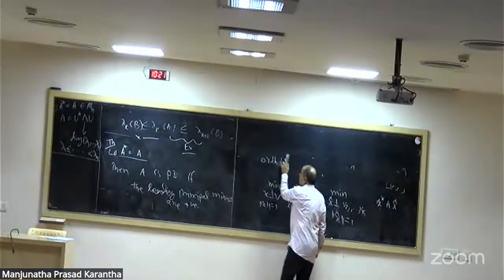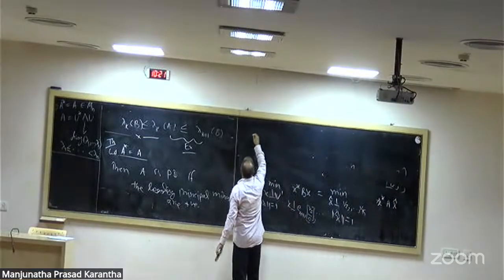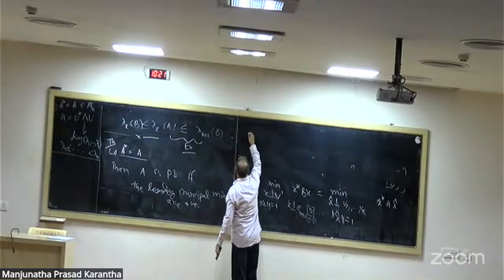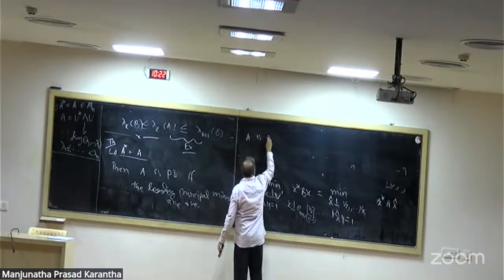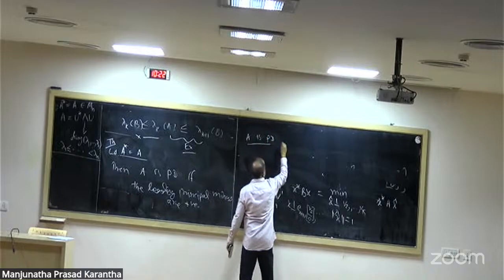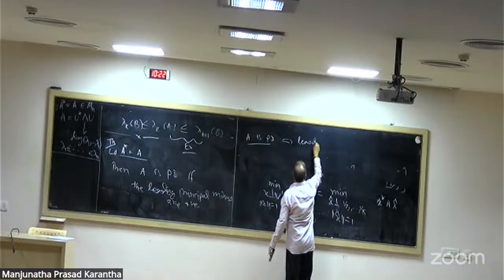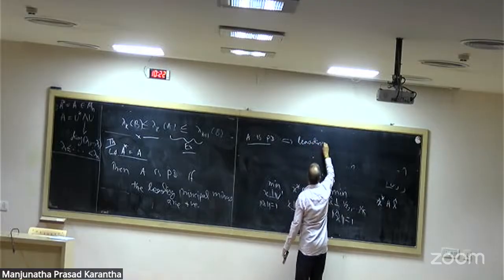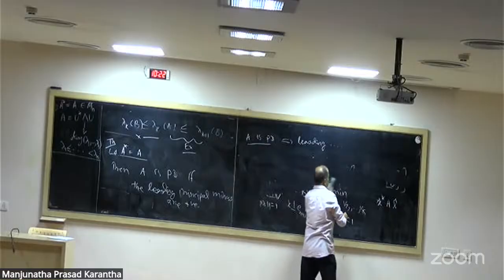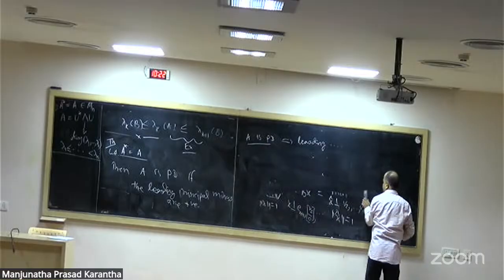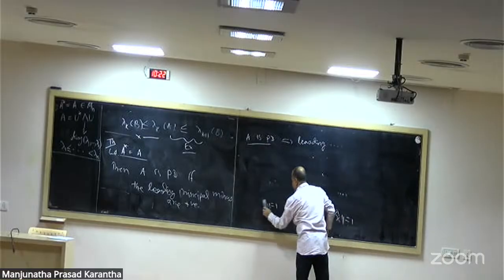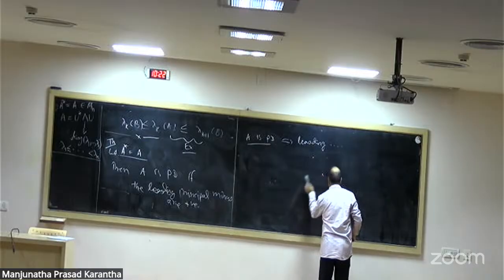Now suppose that one side is easy. Let's say assume A is finished, and I want to show that leading. I want to show this. Okay.